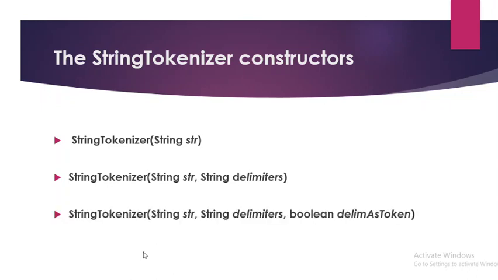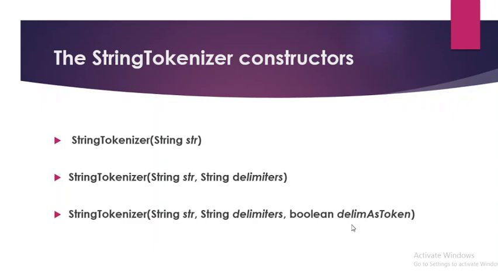Next, StringTokenizer. This constructor has three arguments. First, there is the string. This first argument specifies the string in which we are finding the tokens. We are going to separate out the tokens. The second argument, as before, is the string of delimiters. We specify which characters we will use to separate out tokens within string str.